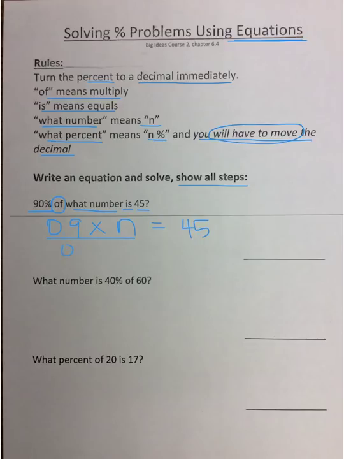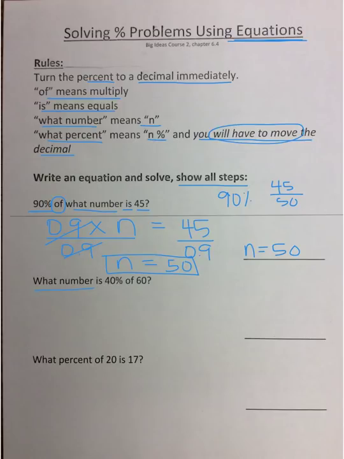Divide both sides by 0.9. At this time, if you have shown your cancellations and all of your equation and everything, you can use a calculator. And this would be 50. N equals 50. What does that mean? Well, 90% of 50 is 45. Like if you got a 45 out of 50 on your math test, that would be a 90%.